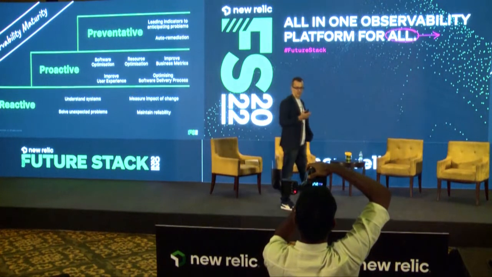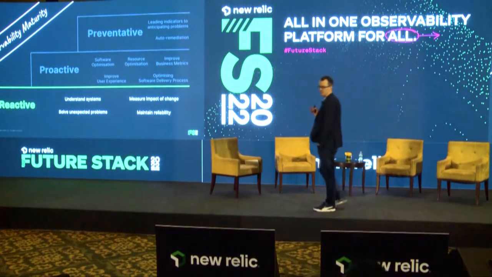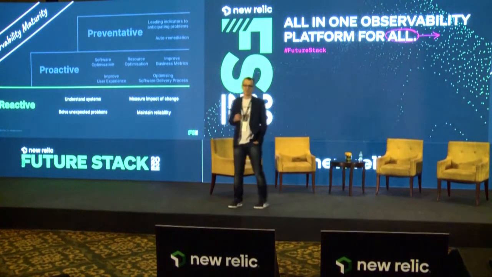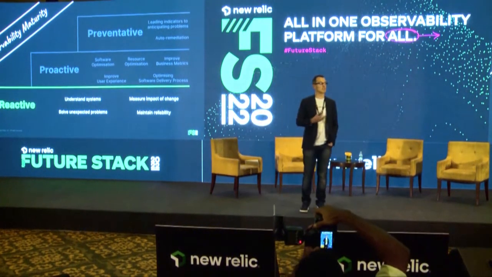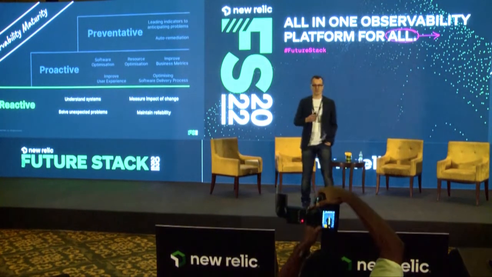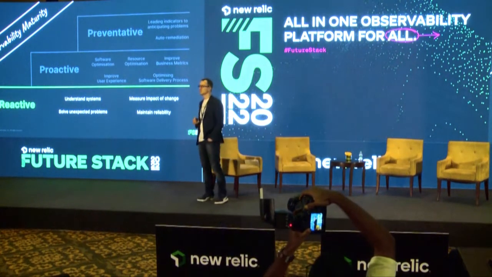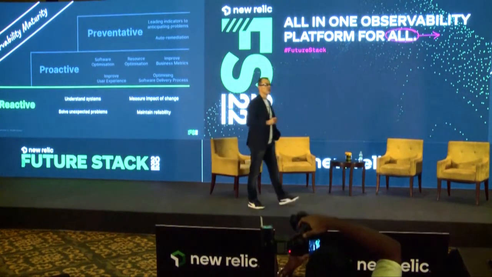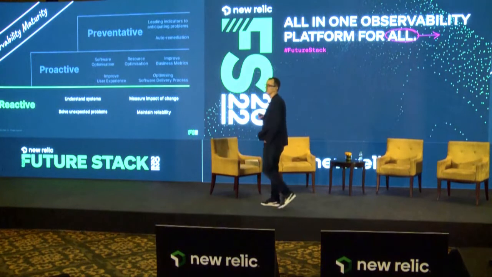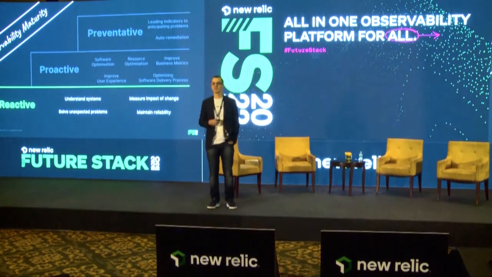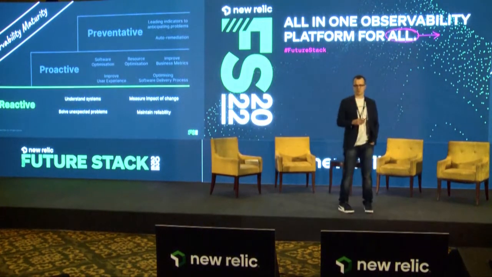And what we find is customers go through 3 stages of observability maturity. If we start at the bottom, it's the reactive observability. And in this stage, your primary focus is on uptime, performance, and reliability, right? Which is a key cornerstone for any observability practice. If you're in this stage, you're using New Relic to understand your systems, to solve unexpected problems, to measure the impact of change, and to maintain the general reliability and health of your environment, right? Many of you, I think, will be in this stage of observability today.